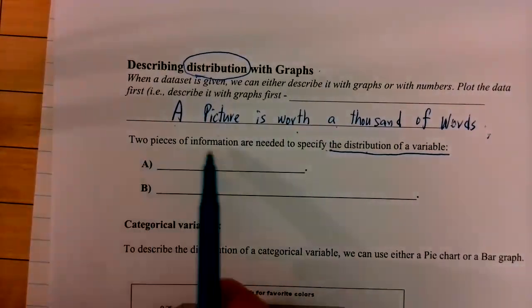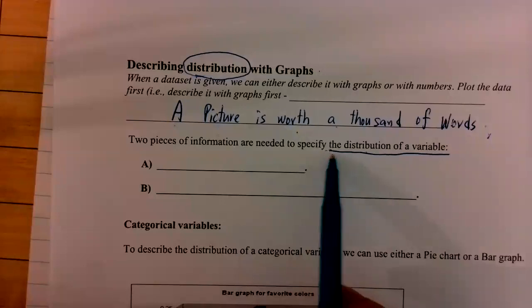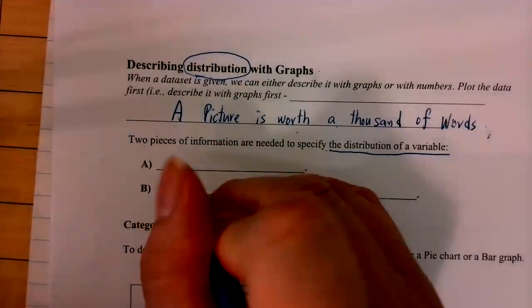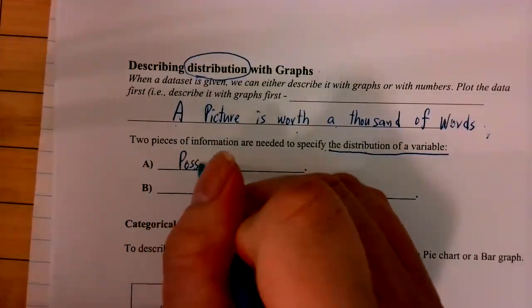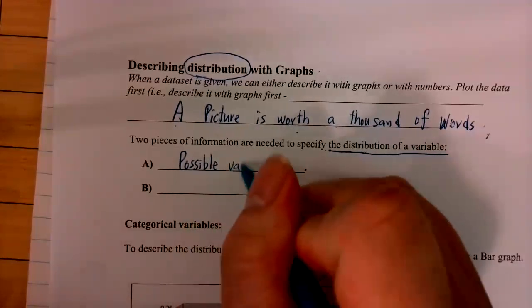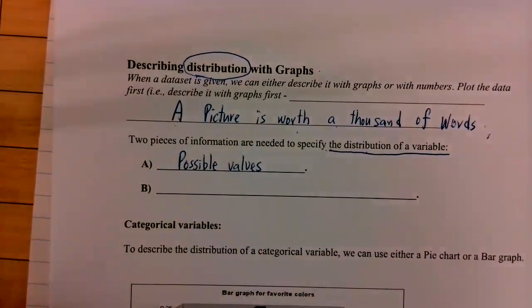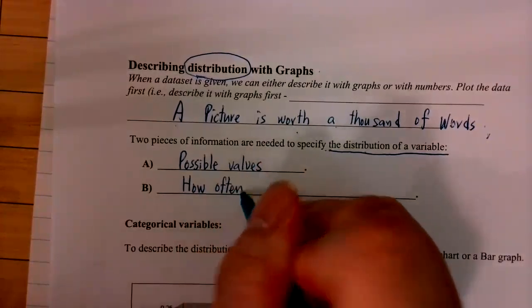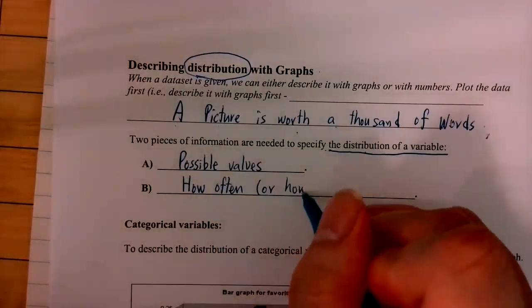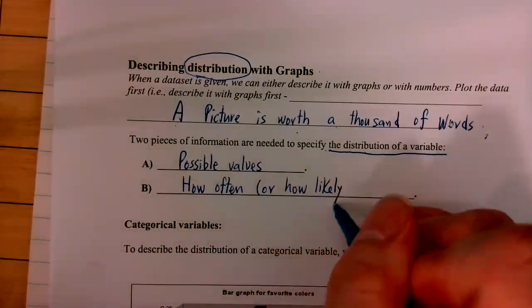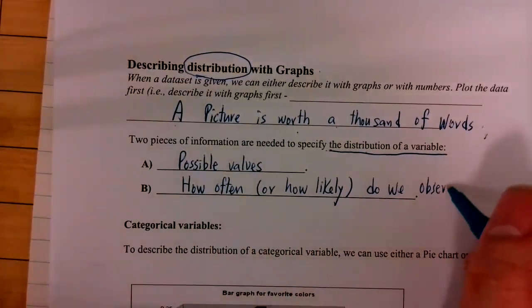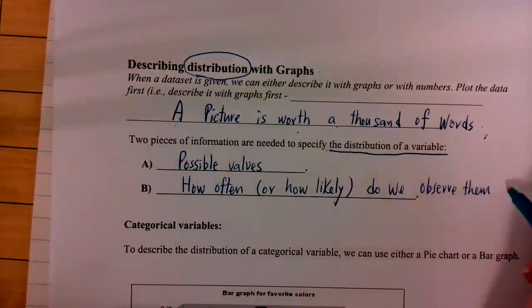Now, two pieces of information are needed to specify the distribution of a variable. When we say distribution of a variable, it means you need to tell me, one, what are the possible values of the variable? Second, you need to tell me how often or how likely do we observe those possible values, okay?